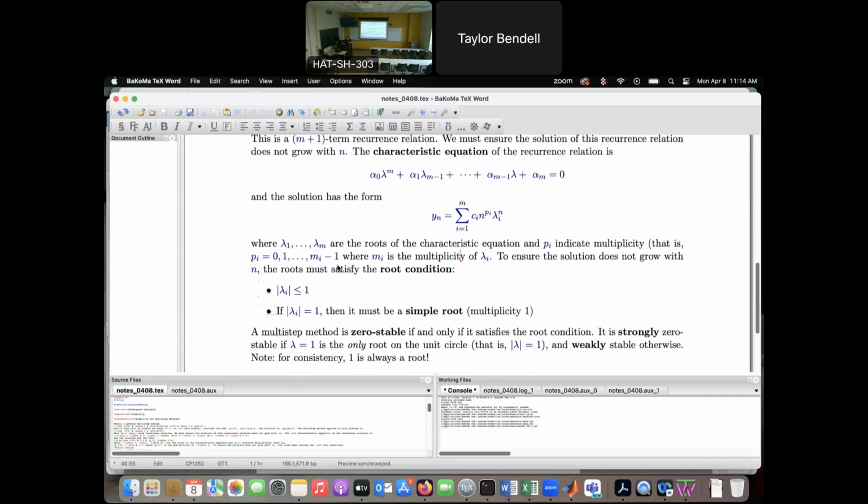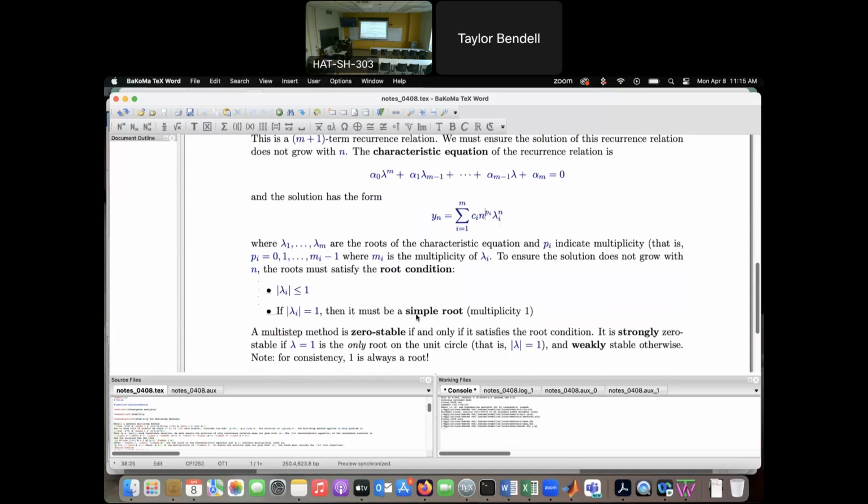So, first of all, to ensure that this does not grow with time, all the roots have to be less than or equal to 1 in absolute value. Because certainly if you have a root larger than 1 in absolute value, this is definitely going to grow. Also, we don't want these powers of n in here in the case where the absolute value of the root is equal to 1. So that's the second part of the root condition. If the root has absolute value 1, it has to be a simple root. It cannot be repeated.